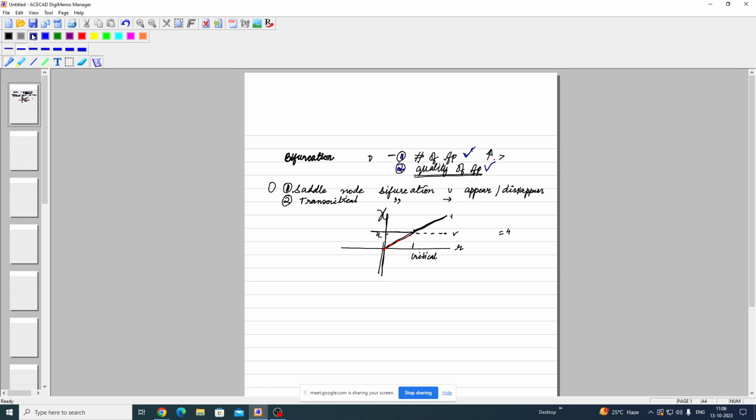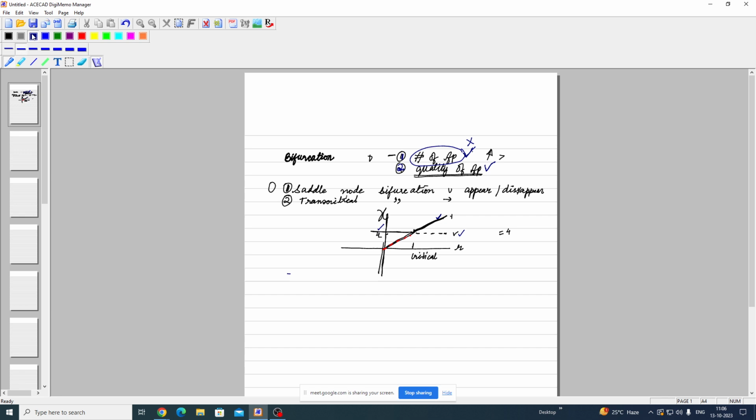Saddle node is when the number of fixed points changes. You have new fixed points arise or old fixed points disappear after a critical point. In transcritical bifurcation, no new fixed points appear, no fixed points disappear, but the quality of fixed points changes after the critical point. For example, here after the critical point, what was a stable fixed point becomes an unstable fixed point. What was an unstable fixed point becomes a stable fixed point. So this is a transcritical bifurcation.